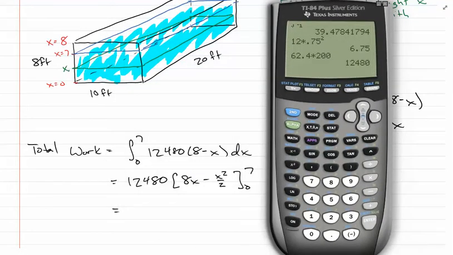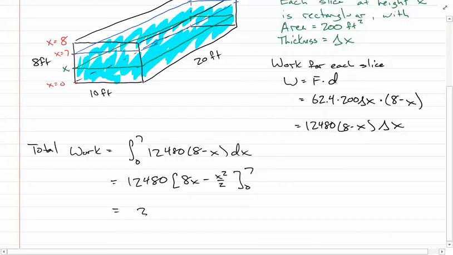So what we have here is 12,480 times 8 times 7 minus 7 squared over 2, which is 393,120. So 393,120, and that is foot-pounds.